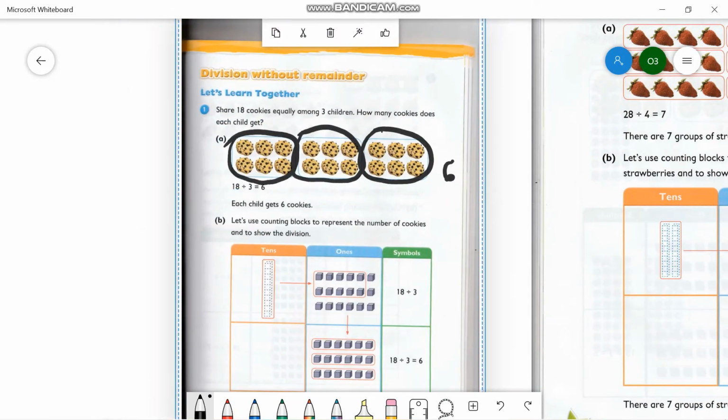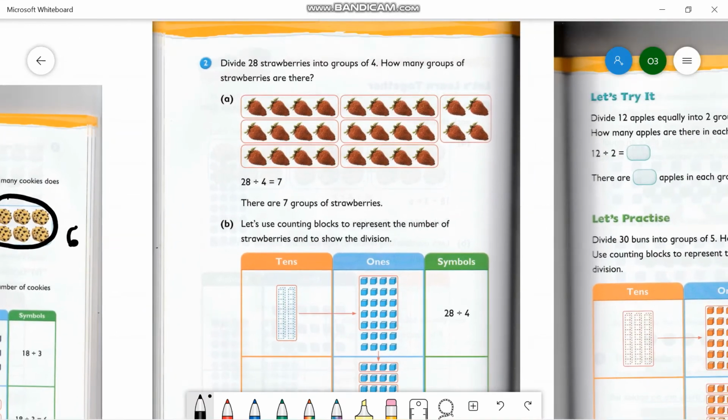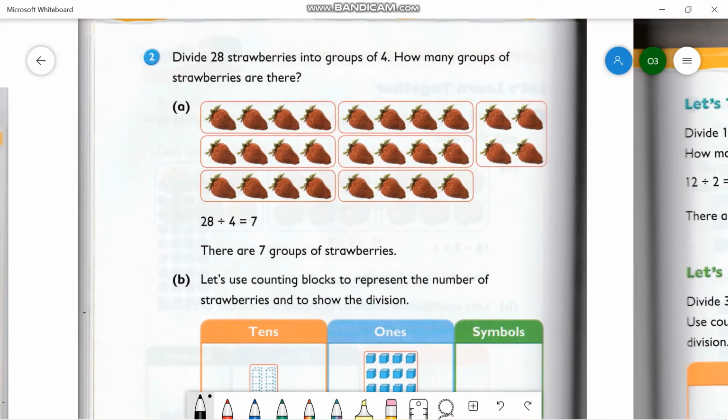Now let's go to the second example. Divide 28 strawberries into groups of 4. How many groups of strawberries are there? It means that you're going to make groups of 4 strawberries from 28. So how many groups will you be able to make? Let's count the groups. 1, 2, 3, 4, 5, 6, 7.